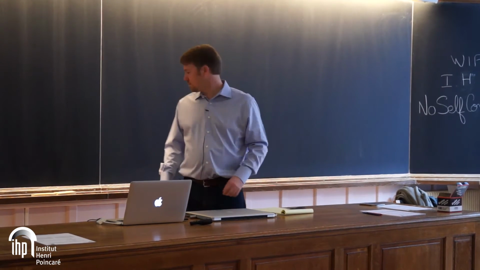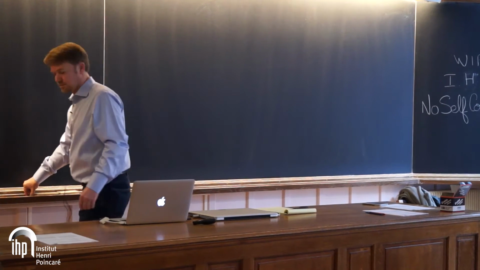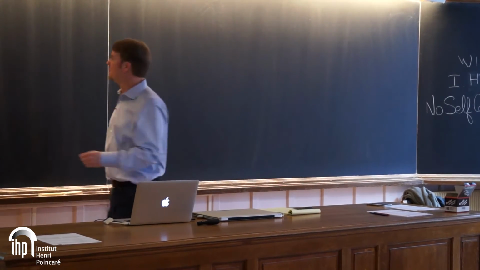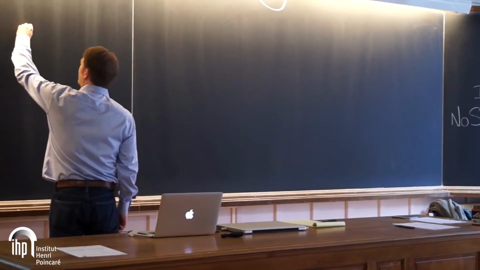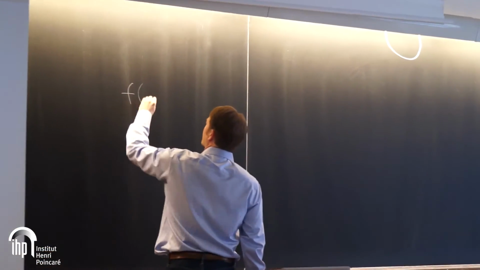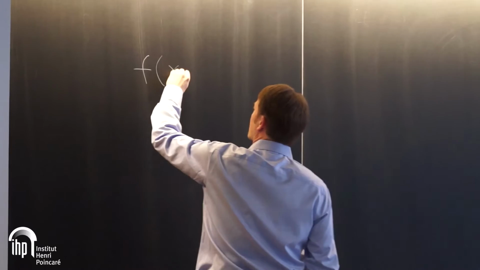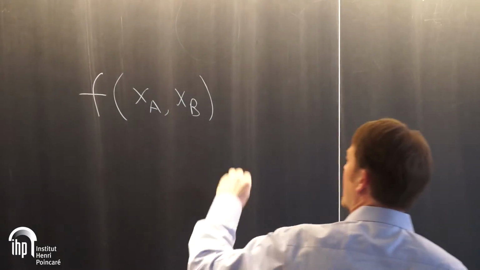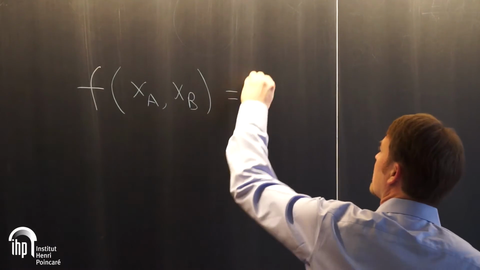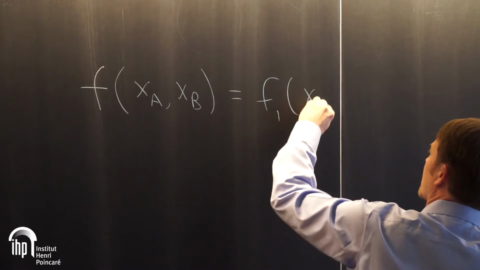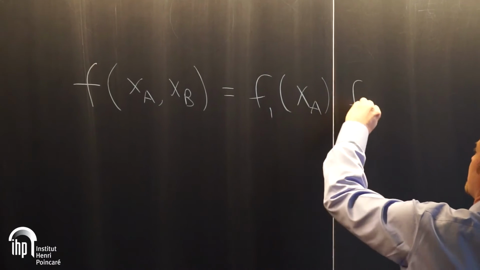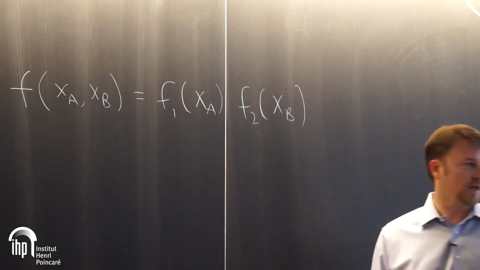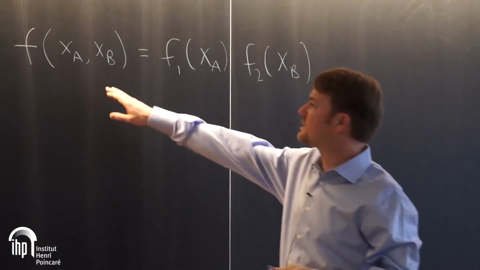Yeah, so I think I will talk about this. So what do I mean by this? What I'm saying is that if I have a function f of xa, xb, and it's equal to f1 of xa times f2 of xb, then the probability distribution that's defined here, right?